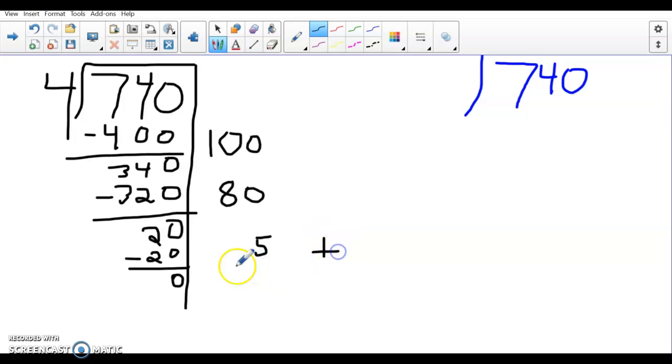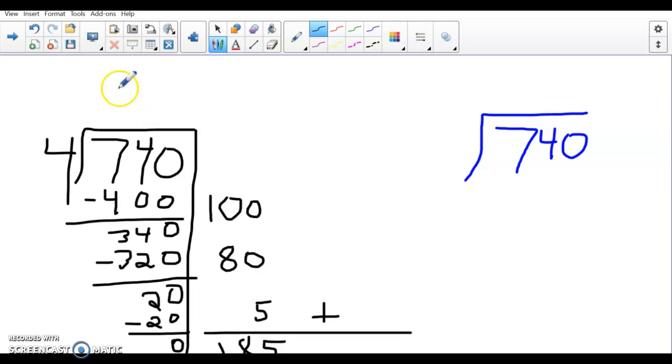Well, now the last step is to add. 0 and 0 and 5 is 5. 8 plus 0 is 8. And then 1 is 185 games. And you could check that using your multiplication. 185 times 4 should get you to 740.